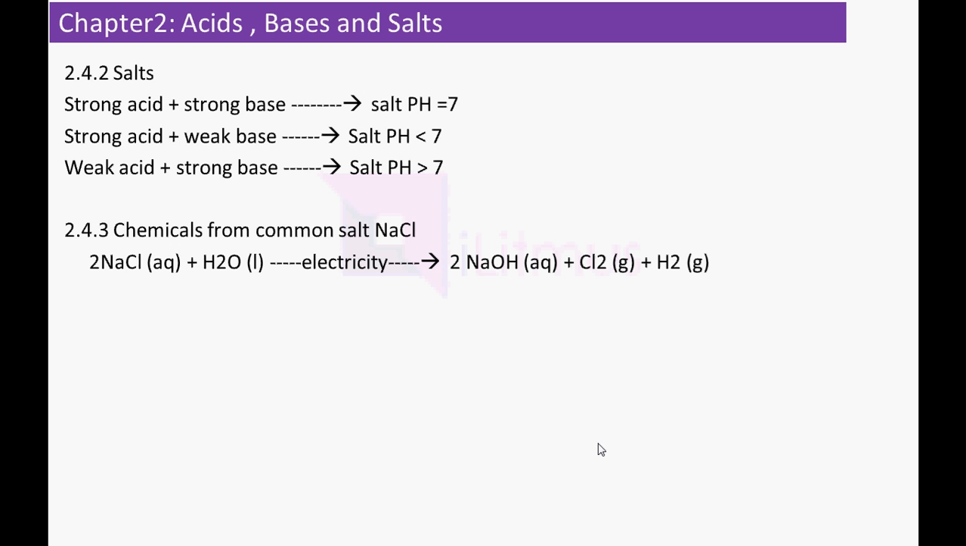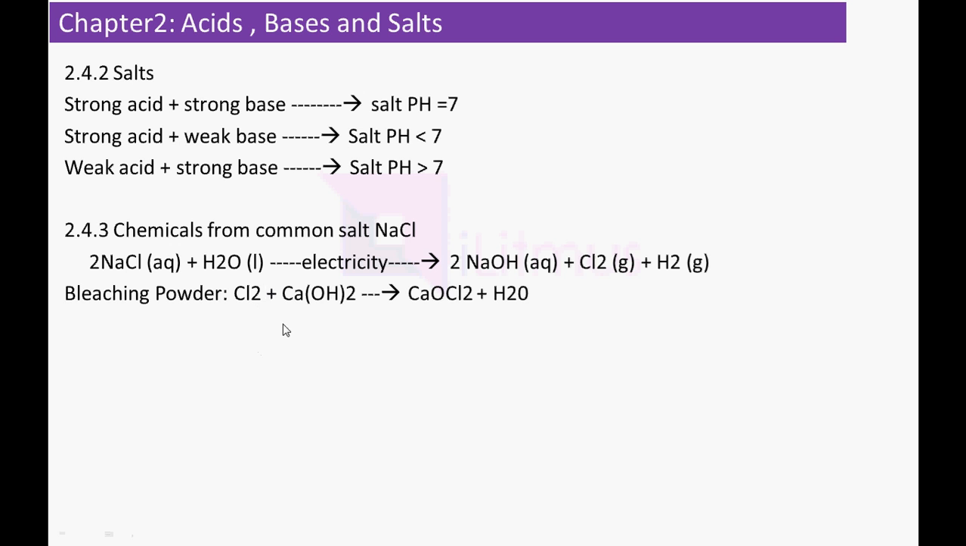If aqueous sodium chloride has electricity passed into it, then sodium hydroxide, and chlorine and hydrogen gas come out. Sodium hydroxide is a very important base used in several reactions. Chlorine is a very important gas used for cleaning because it has the ability to kill germs. Chlorine is again used for several other purposes, like making bleaching powder.